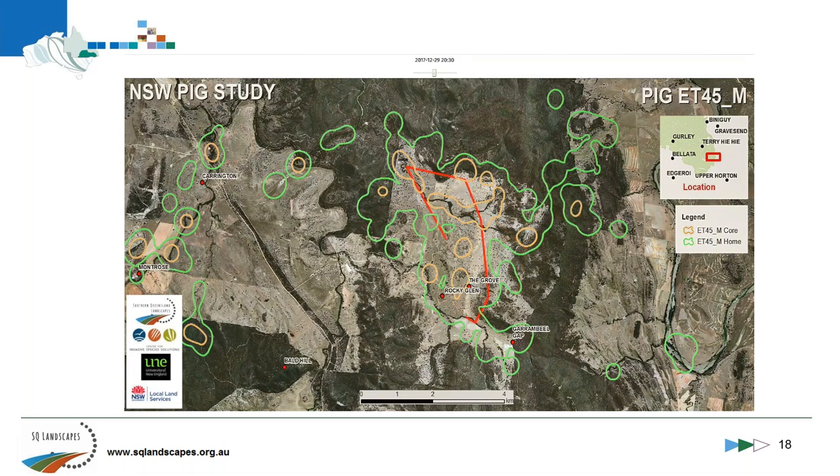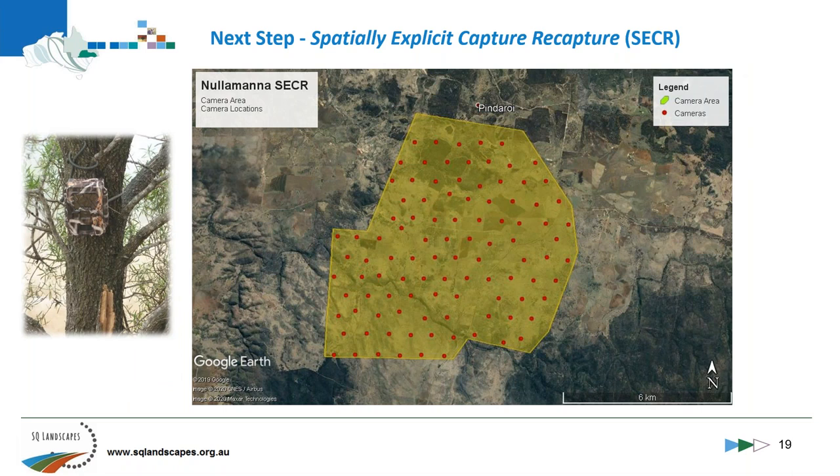And just to close out now, this is the monitoring. What you can see on the screen now is a blob of cameras. There are 100 cameras up there. Each of those red dots is a remote camera taking a photo every time an animal walks in front of it. And so that tells us how many pigs are in that landscape.